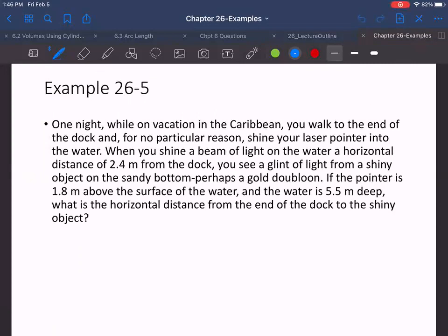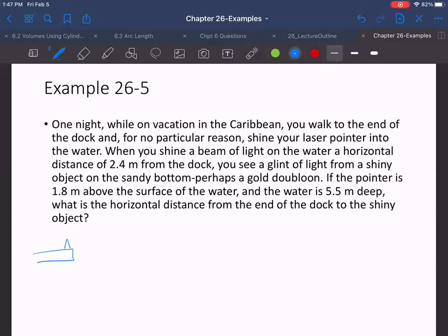So one night, while on vacation in the Caribbean, you walk to the end of the dock and, for no particular reason, shine your laser pointer into the water. When you shine a beam of light on the water, a horizontal distance of 2.4 meters from the dock, you see a glint of light from a shiny object on the sandy bottom, perhaps a gold doubloon. If the pointer is 1.8 meters above the surface of the water and the water is 5.5 meters deep, what is the horizontal distance from the end of the dock to the shiny object?